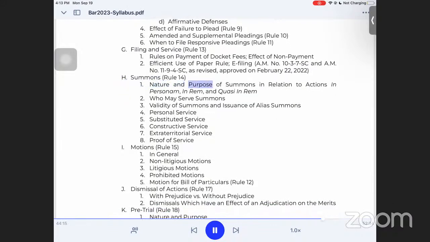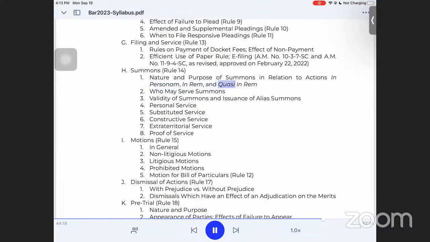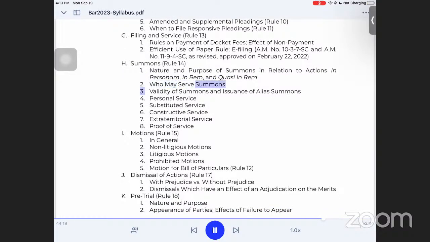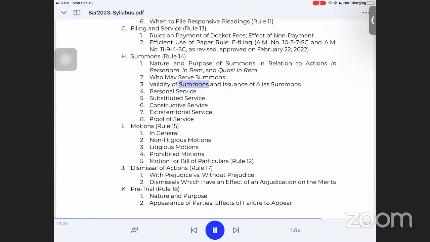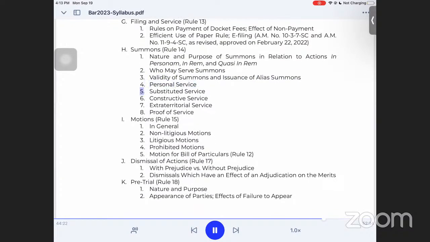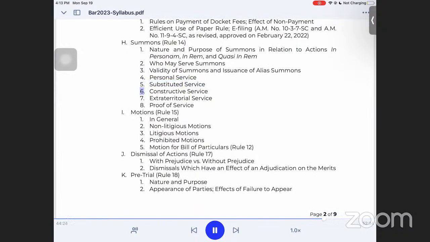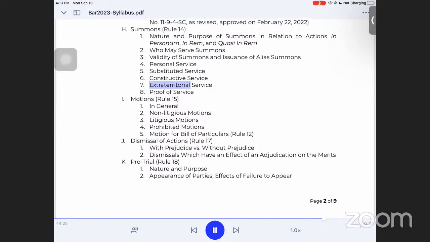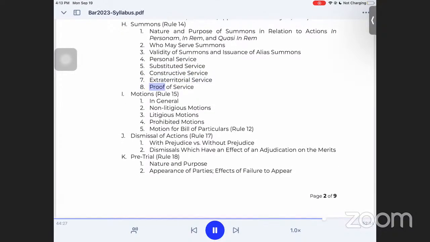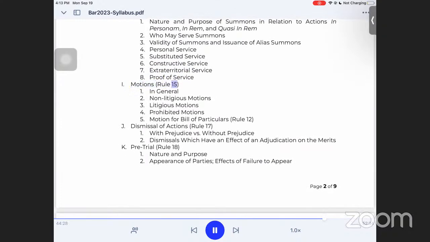1. Nature and purpose of summons in relation to actions in personam, in rem, and quasi in rem. 2. Who may serve summons. 3. Validity of summons and issuance of alias summons. 4. Personal service. 5. Substituted service. 6. Constructive service. 7. Extraterritorial service. 8. Proof of service. I. Motions, Rule 15.